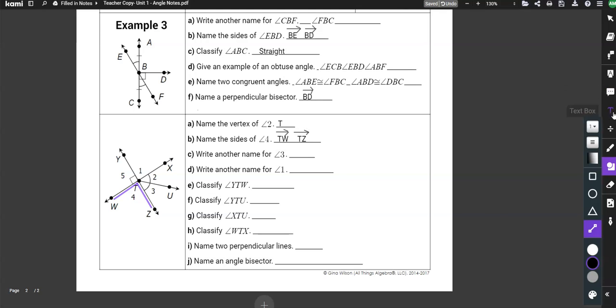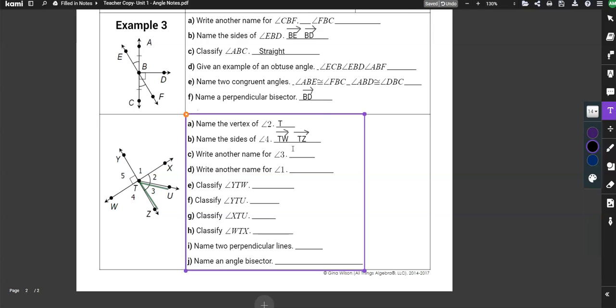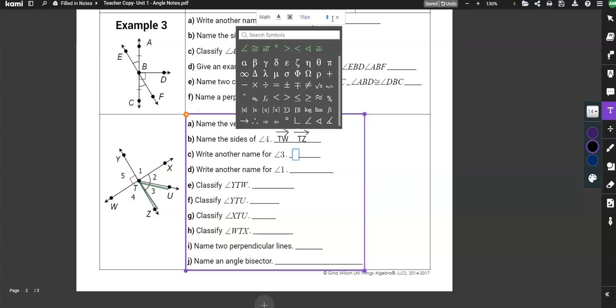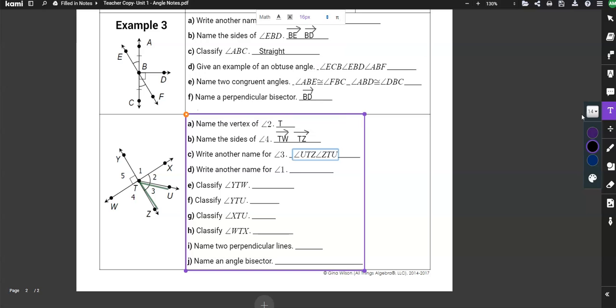All right, another name for angle 3. Let's take a look at angle 3. There are a couple of options. Again, you only have to give one, but I'm going to give both. So the two options are angle UTZ or angle ZTU. Okay.